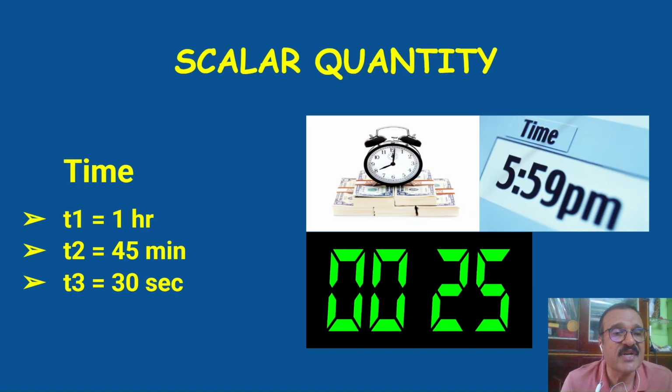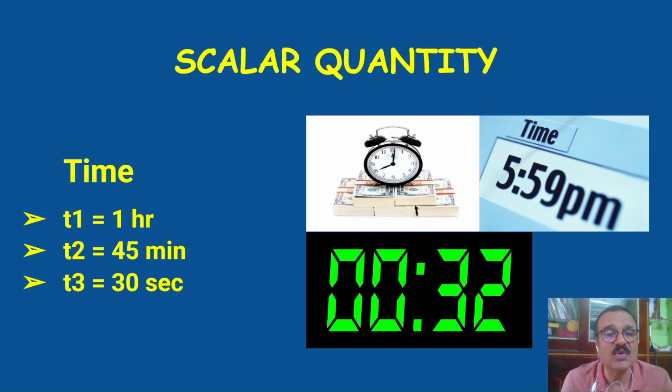We consider time t1 as an example as equal to 1 hour, t2 equal to 45 minutes, and t3 equal to 30 seconds. Here 30 is a magnitude and seconds is the unit.